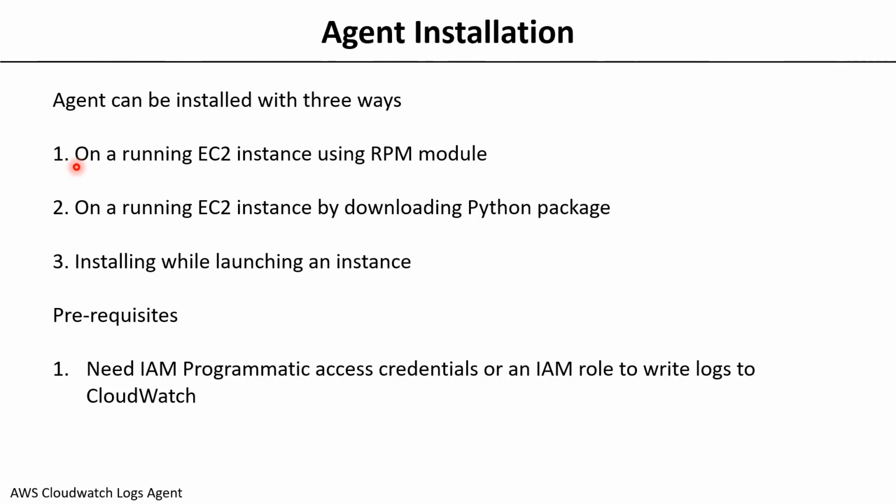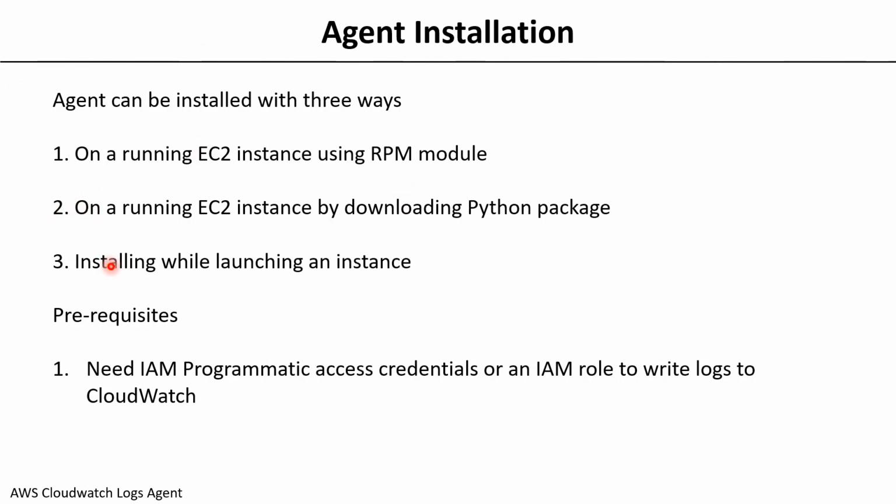The one way is on a running EC2 instance using an RPM module. As I explained earlier, there could be a scenario where you already have your EC2s up and running since last month, and your management has decided to install the agent now. You can do that, as there is an RPM version of the agent available. You can install that RPM module using a yum command on your Amazon or CentOS based Linux machines. If it is Ubuntu based, then you can use apt-get.